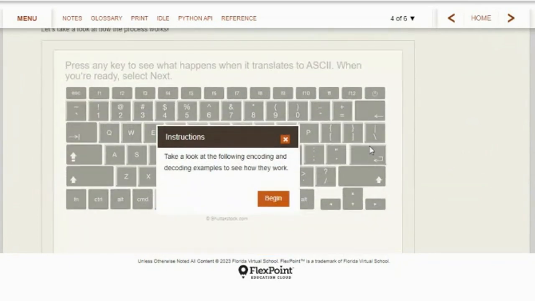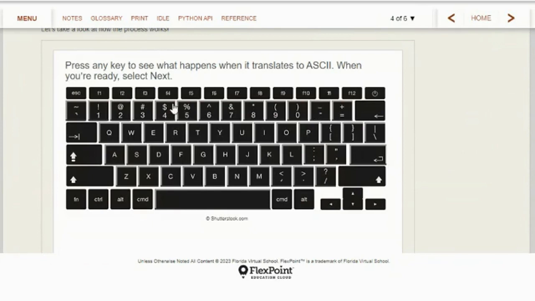Let's take a look at how the process works. So if we want to see what the ASCII translation is, let's hit a Y. Okay, that's 89. We looked at A earlier.